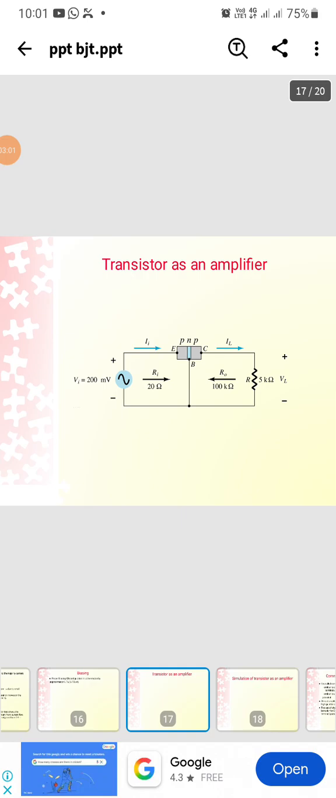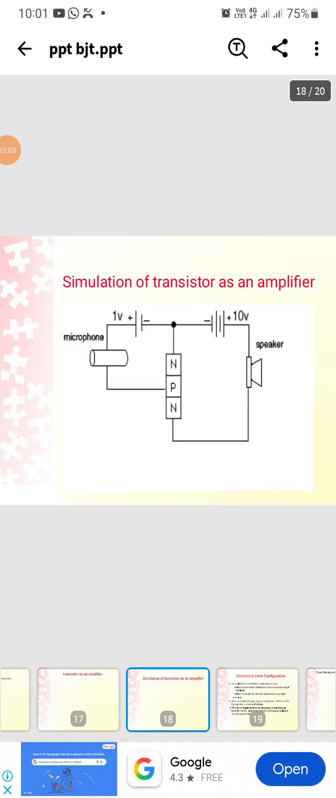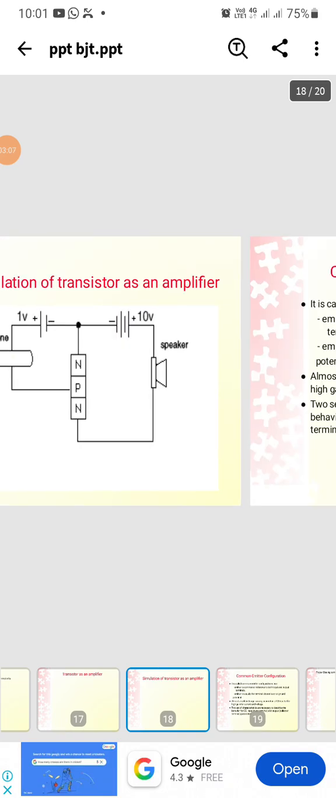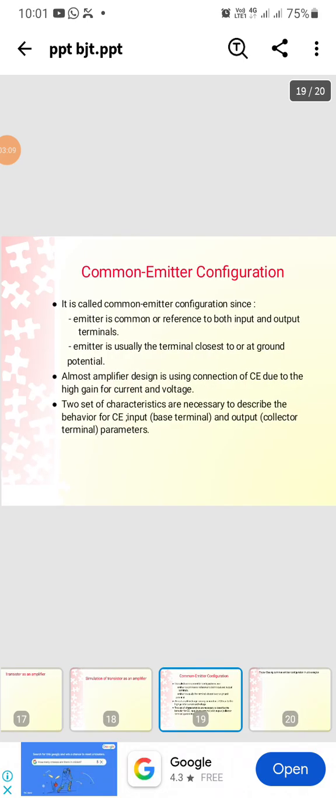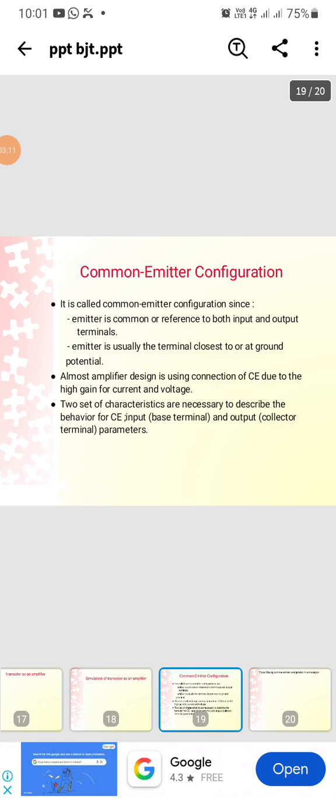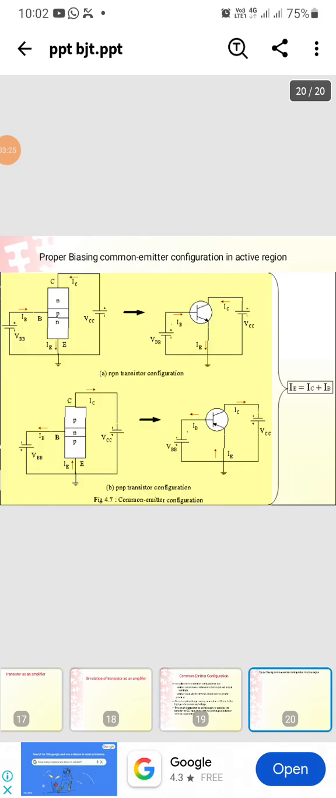Here the transistor can be used as an amplifier, and the simulation of this transistor can be performed as an NPN amplifier. In the common emitter configuration, the input and output terminals are used, with the emitter terminal closest to ground potential, and two sets of characteristics are necessary, and therefore the output can perform as the parameters. Here the proper biasing can be used, performed in the active region. Thank you.